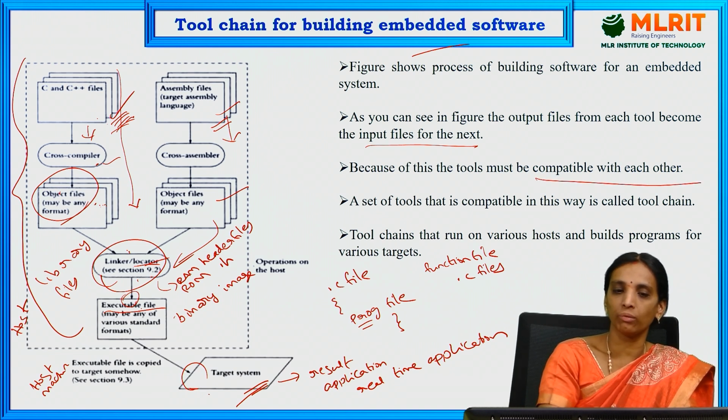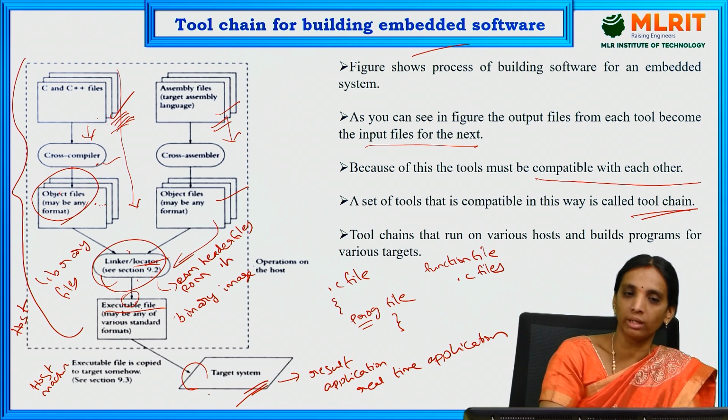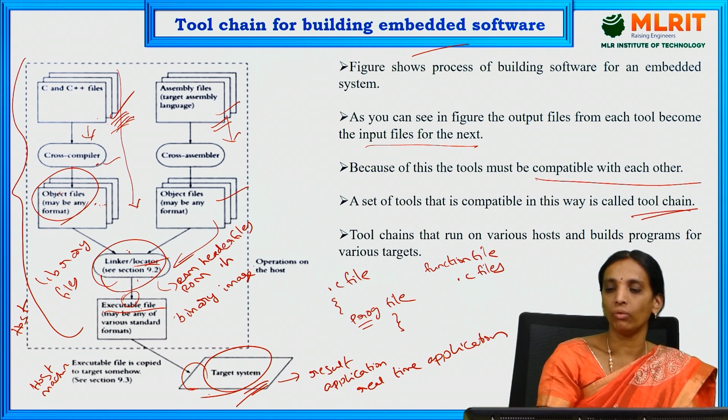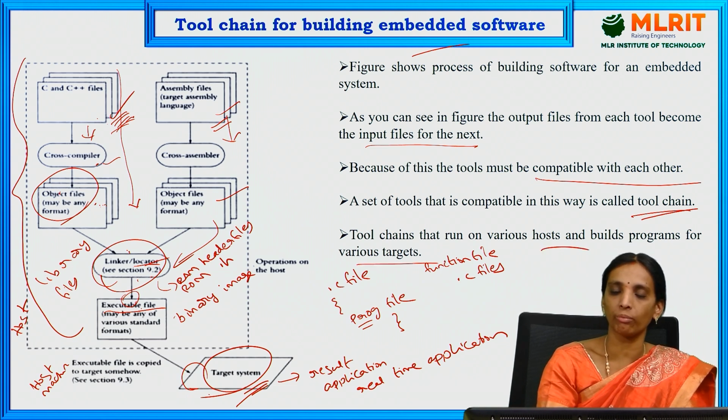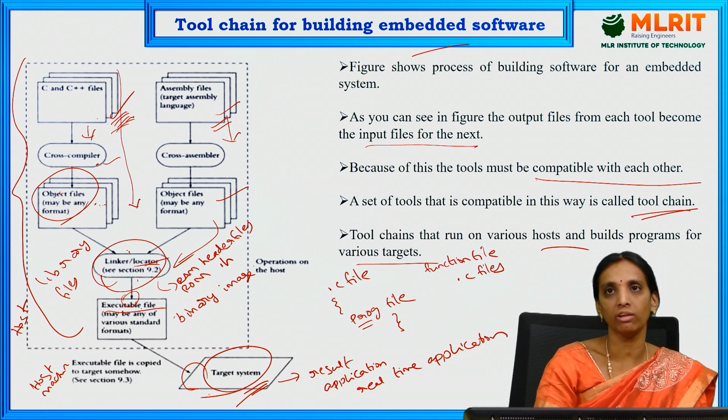A set of tools which are compatible with each other and used in that embedded software development is known as a tool chain. So the set of tools used in the development of this embedded software is known as the tool chain. This tool chain runs on various hosts and builds programs for various targets. So these can be used on different host systems and different target systems.